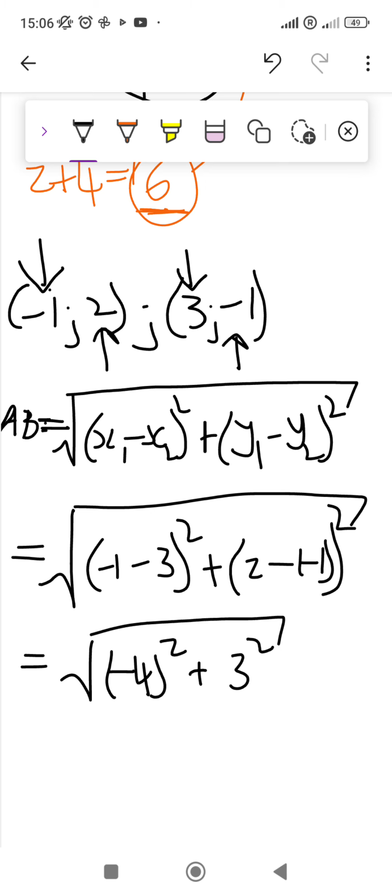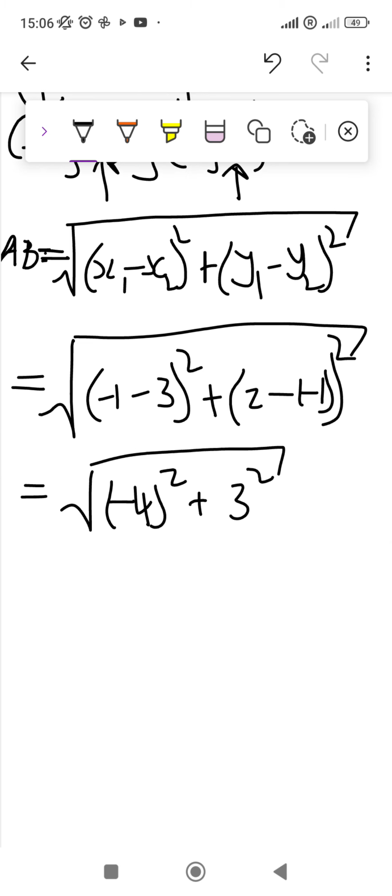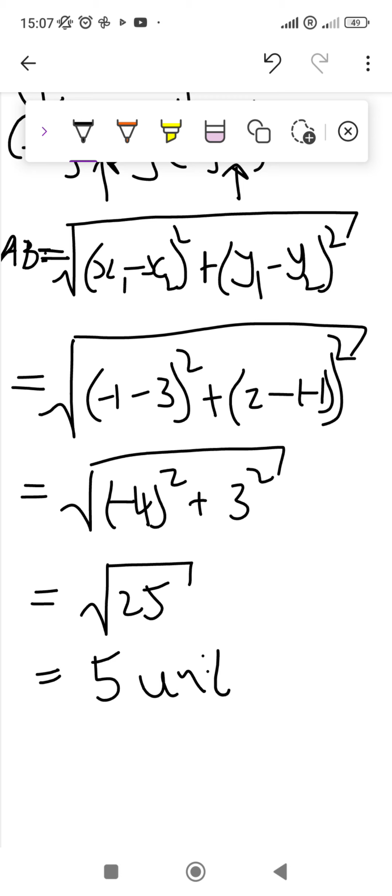Just put all of this in a calculator, right? I don't have my calculator with me at this very moment, so I'm doing it on my own. This is going to be 16 plus 9, which is 25. So that's going to be 5 units. No, I'm not going to say plus minus 5 because we're dealing with a distance, so it's only going to be positive 5. So the distance between my centers is 5 units.